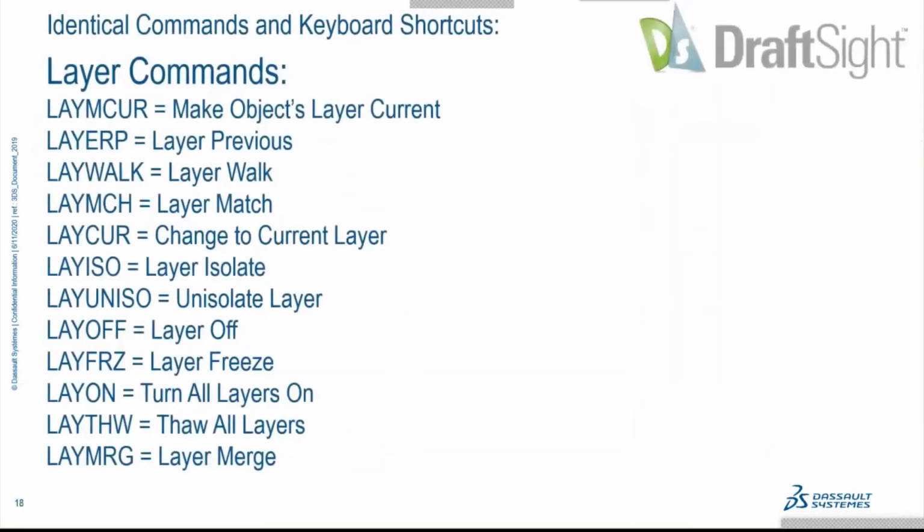So you can do freeze layer, you can thaw layer, okay? You can also merge layers. Of course, the biggest one is probably layer match, you're matching those, and also isolate is there as well, okay?